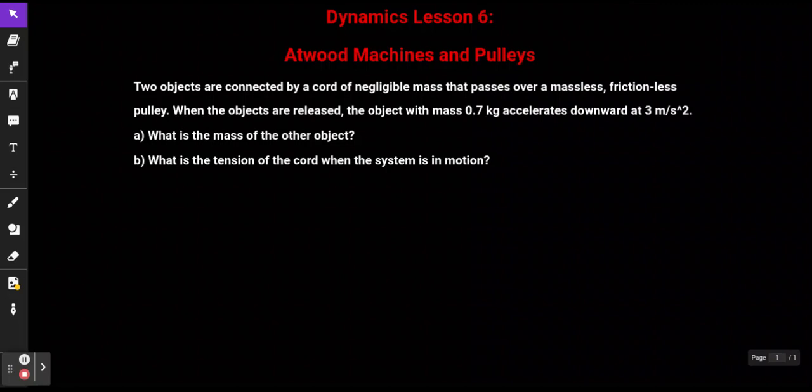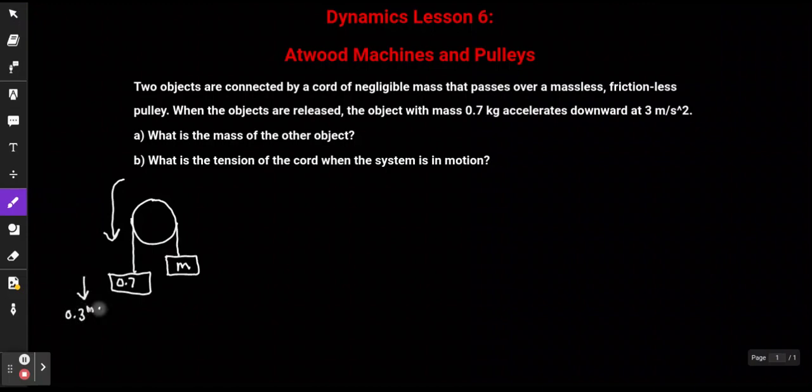So the first thing that we need to do is draw our diagram of what's going on. So we know that there is a pulley with two masses. One of them is 0.7 kilograms and the other one is unknown, which I'm just going to call M. We also know that the pulley is rotating or accelerating this way, such that the 0.7 kilogram mass accelerates downwards at 0.3 meters per second squared.